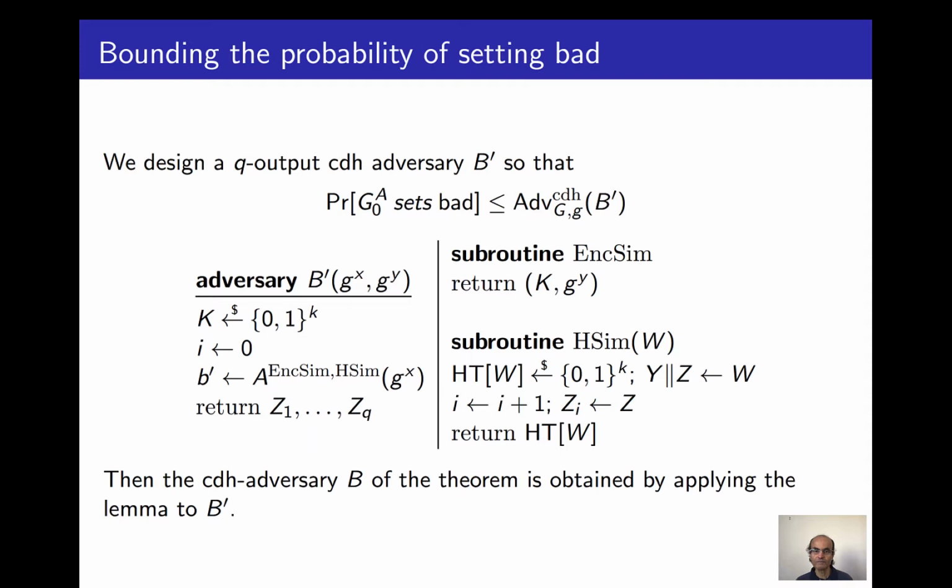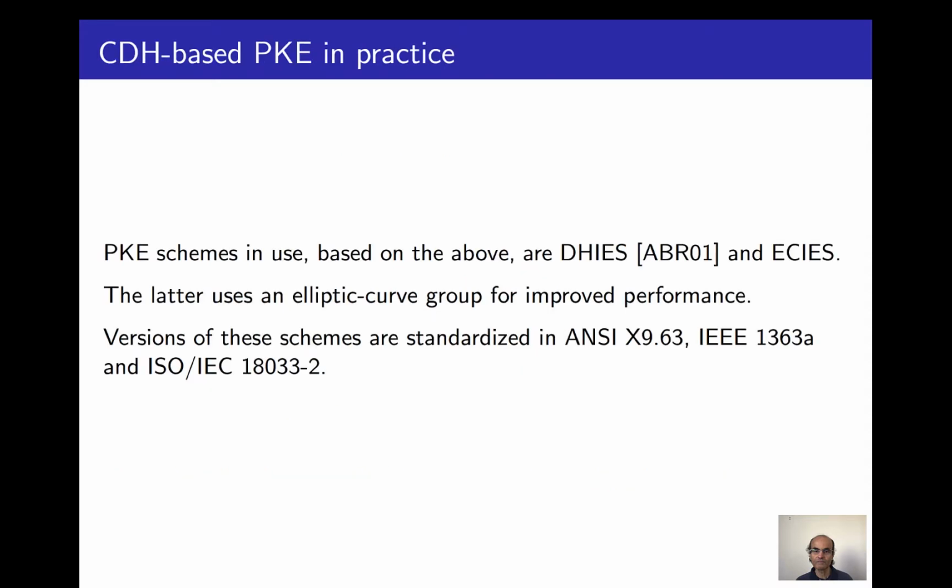So this proof and the games and so forth do need some work going over to understand the different steps and subtleties and so forth. Now, these types of schemes based on the Diffie-Hellman problem are present in practice. DHIES, the Diffie-Hellman integrated encryption scheme, and elliptic curve integrated encryption scheme are some examples. The latter uses an elliptic curve group, which improves performance and reduces ciphertext size. And versions of these schemes are standardized in various places.